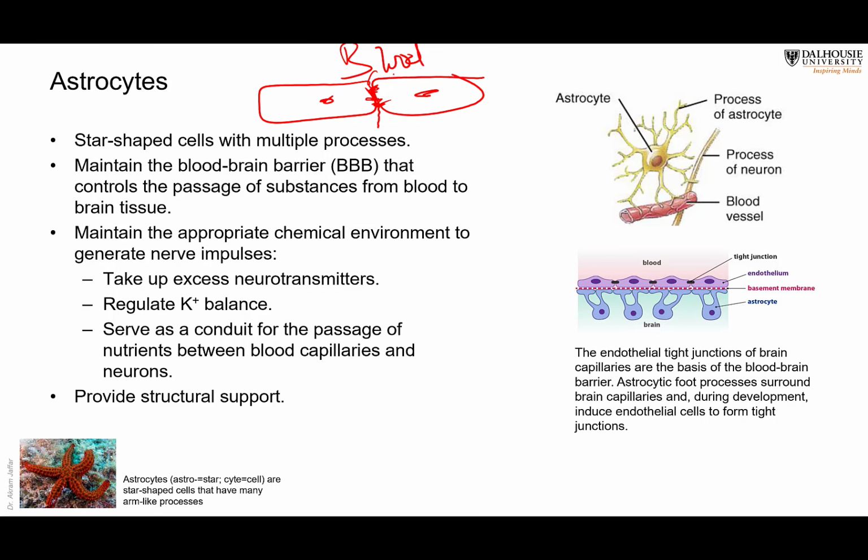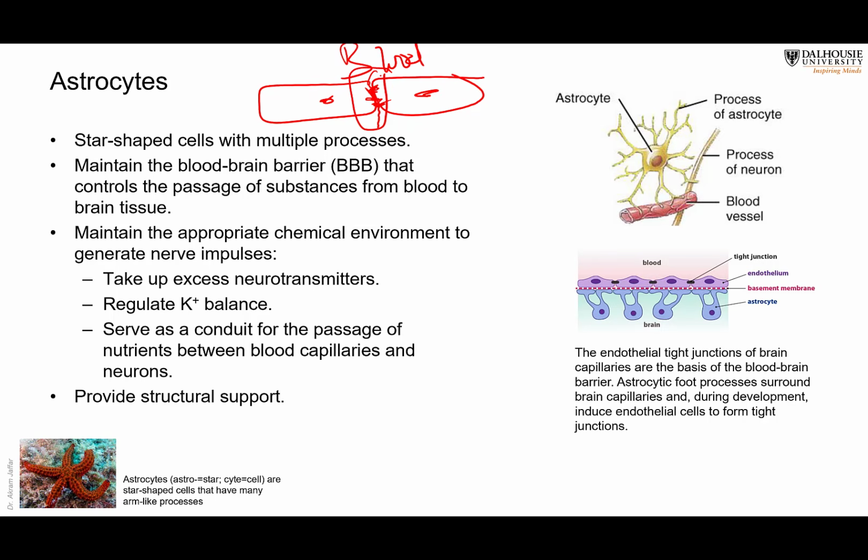So this is the main component of the blood-brain barrier, but the astrocytes contribute. They are not the main component, but they contribute to the formation of the blood-brain barrier. In fact, they will stimulate the endothelial lining of the capillaries to produce more and more of these tight junctions to make the blood-brain barrier impenetrable.